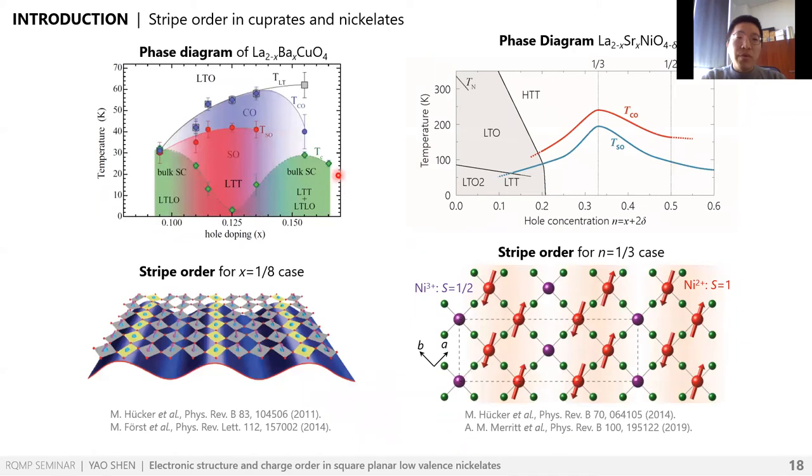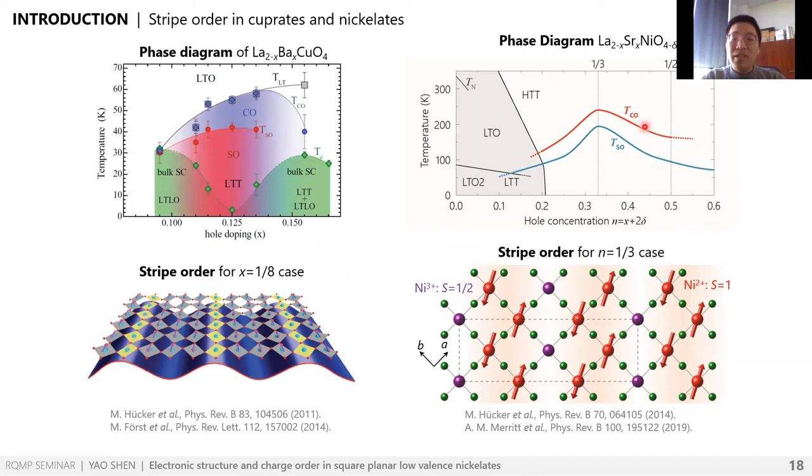So we know in cuprates, almost in all kinds of cuprates, there is some charge order near the superconductivity dome. They form the charge order like this. So it is parallel to the copper oxygen bonds.